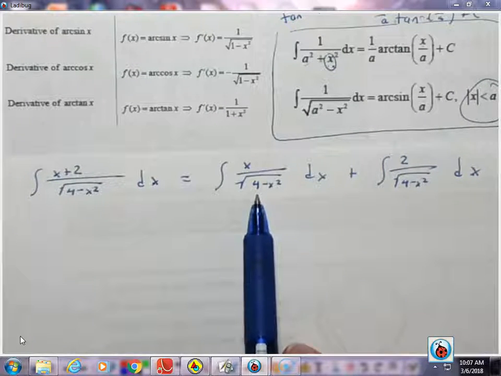So hopefully I know how to do this one some other way. Thoughts on how I could do this one? It is going to be u substitution. What am I going to need to do?